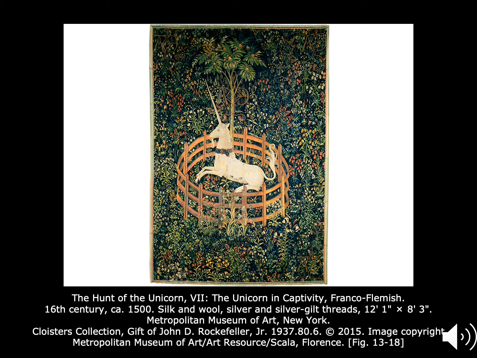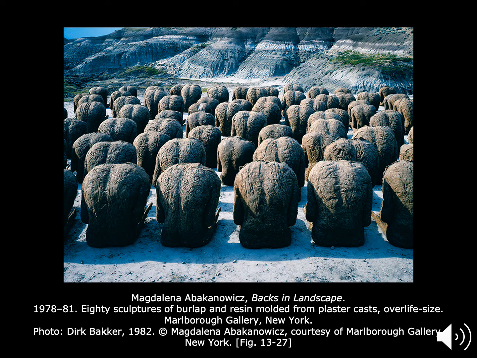The Unicorn in Captivity would have been hung on castle walls in the Middle Ages to warm the stone. This sculpture uses traditional fiber materials such as burlap and string to create forms based on human anatomy. The representation of forms draws attention to the human condition. Textile wrappings remind us of clothing, but also of bandages.